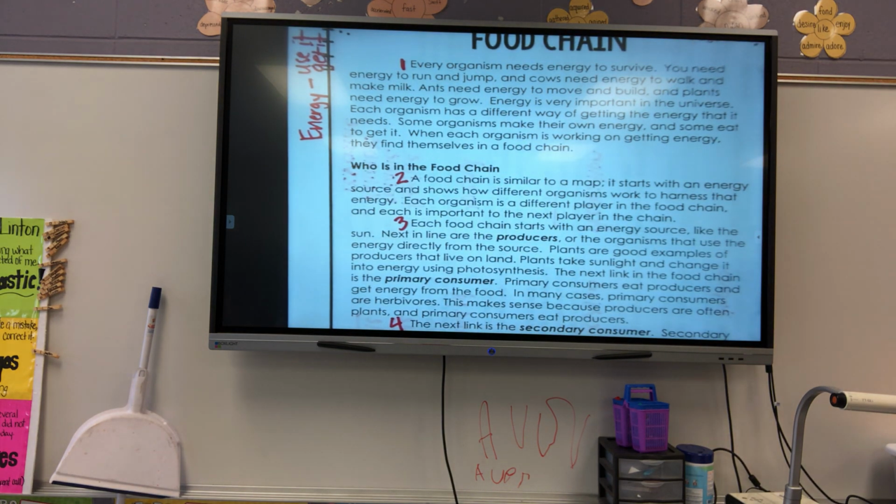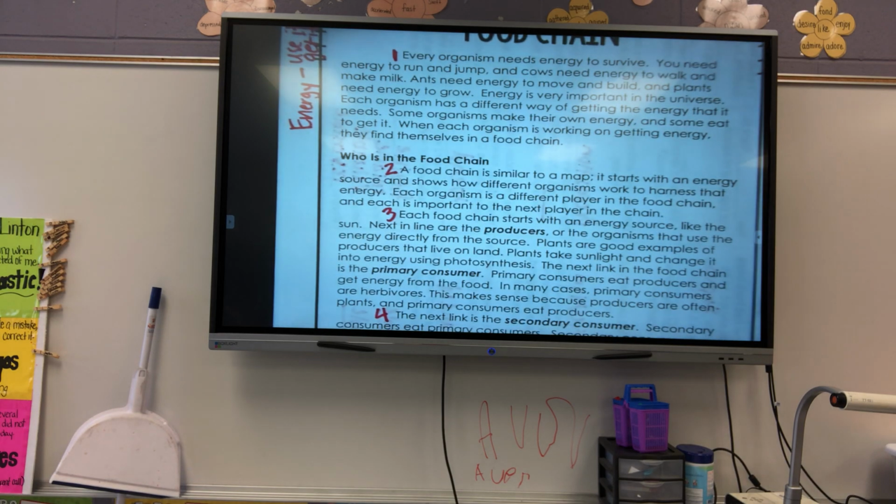So now looking at the second paragraph, I want y'all to read through it and raise your hand when you can tell me what the main idea of paragraph two is. What is it doing in paragraph two? What is the author's purpose for including paragraph two in this passage? What does paragraph two give to us as readers? What kind of information do we get from it?